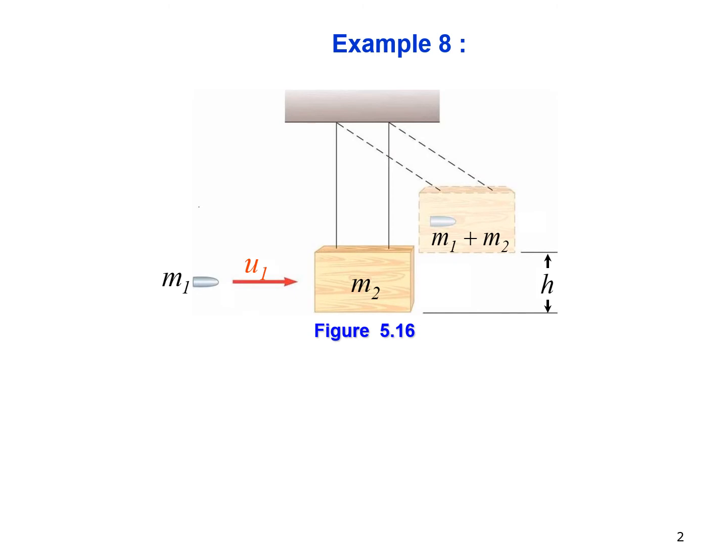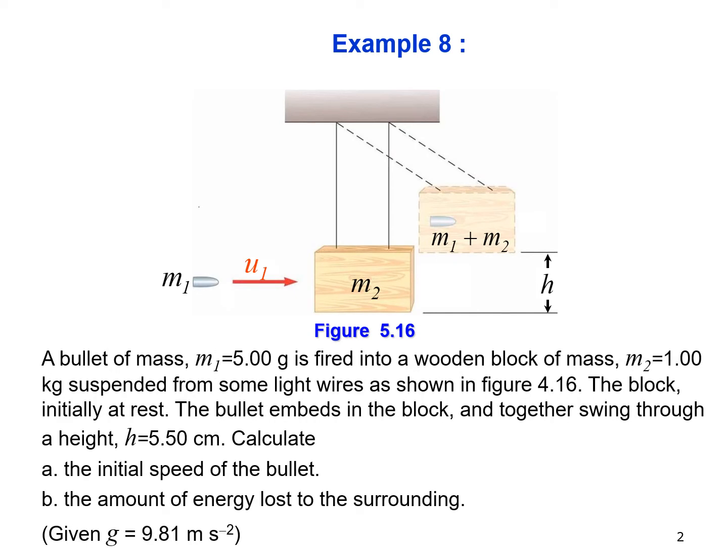So for today we will look into example 8. This is a scenario where we have a bullet, mass given as 5 grams, fired into a wooden block, mass given as 1 kg, suspended from some light wire as shown in figure 4.16. The block is initially at rest. The bullet embeds in the block and together they swing through a height of 5.5 centimeter.